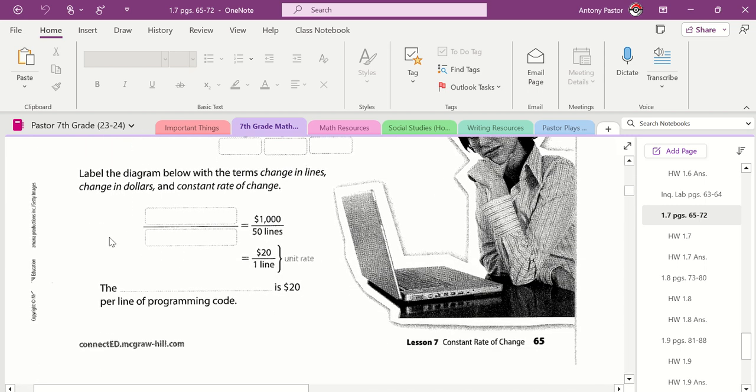So label the diagram below with the terms change in lines, change in dollars. So again, just like it says down here, we would have to divide these by 50 to see how much one line is. So if I divide 50 by 50, it'll become 1. And if I divide 1,000 by 50, it will become 20. So basically, he's charging $20 per line of code. And this is how we find our unit rate.